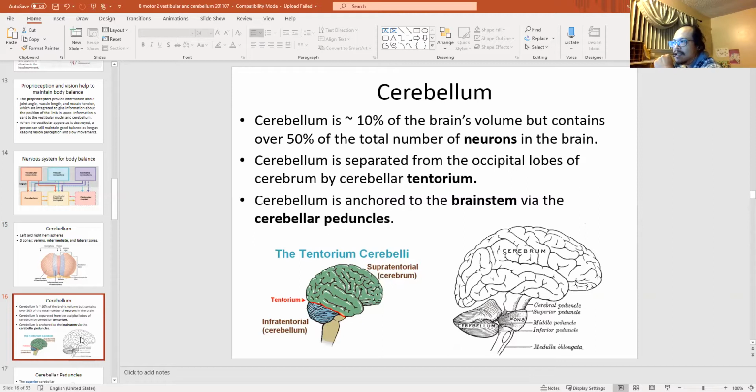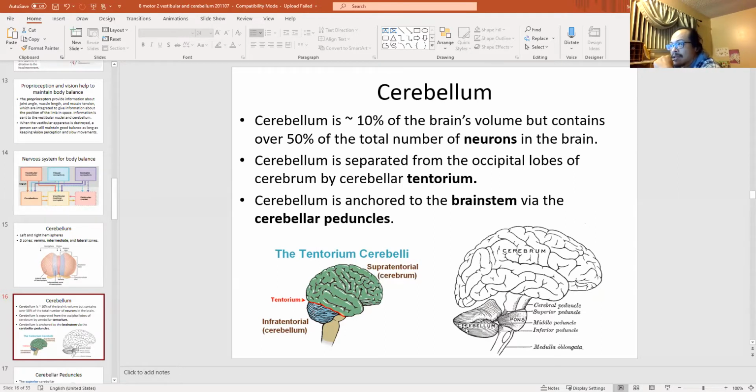Their input and output are very good things, and they are also very simple. It's because the cerebellum connects with the brainstem through only one bridge. So this is the brainstem. The cerebellum does not connect with the cerebrum. This is the front, this is the back, so here is the occipital lobe. The cerebellum and the occipital lobe are separated by this membrane called the tentorium. The tentorium separates the cerebrum and the cerebellum.